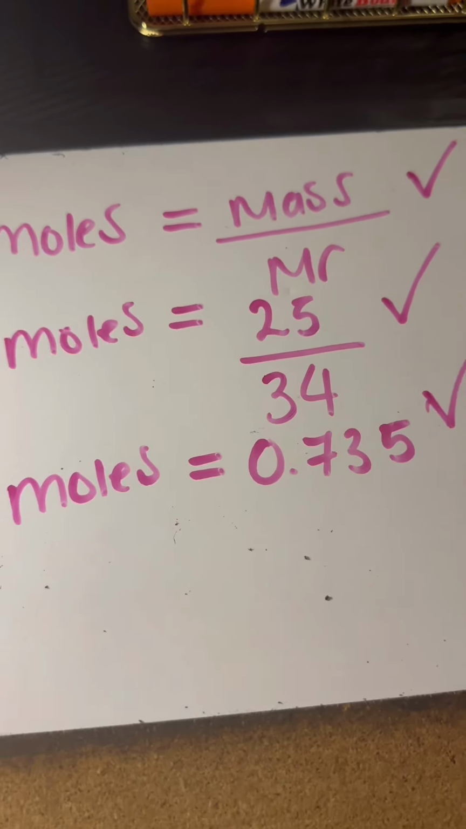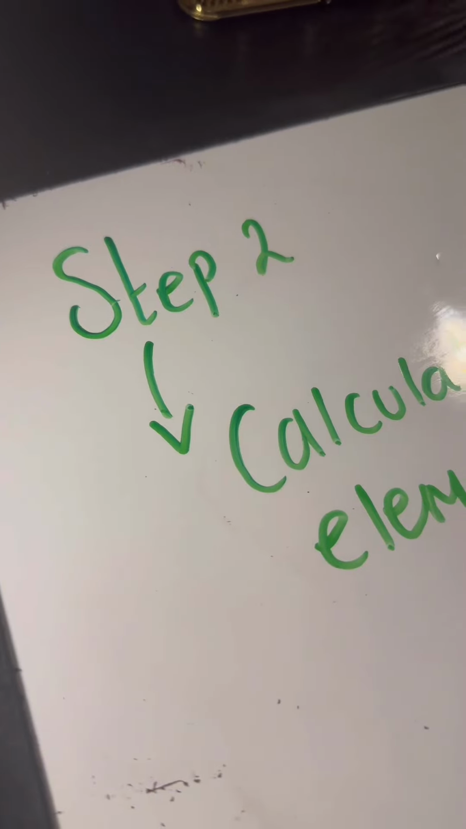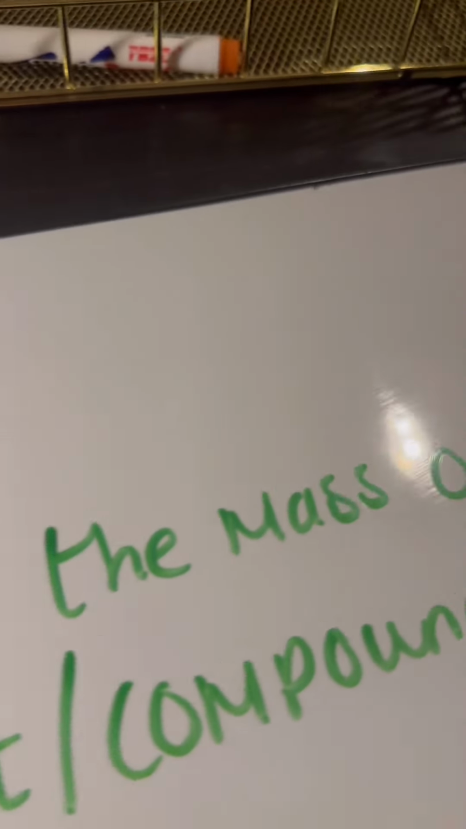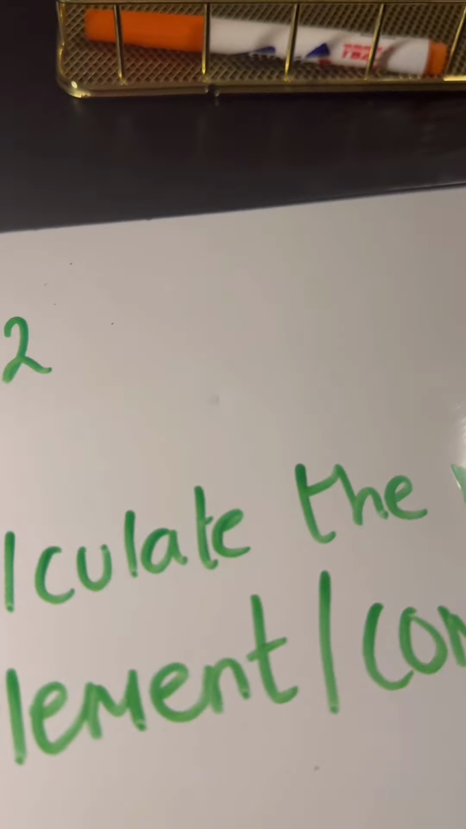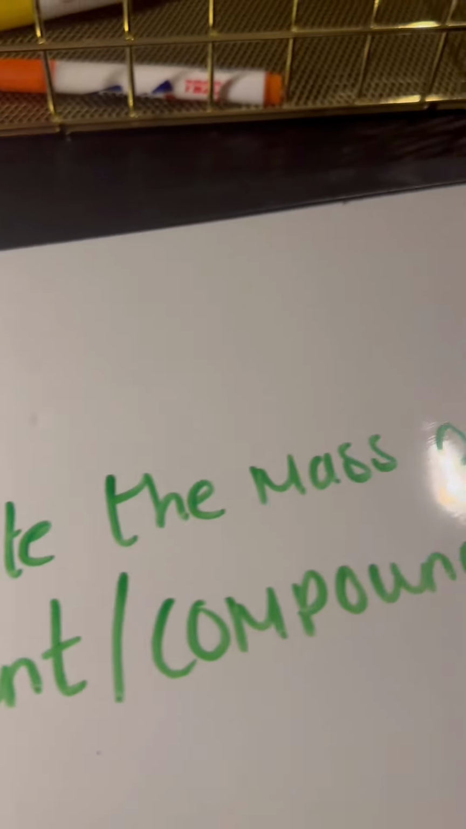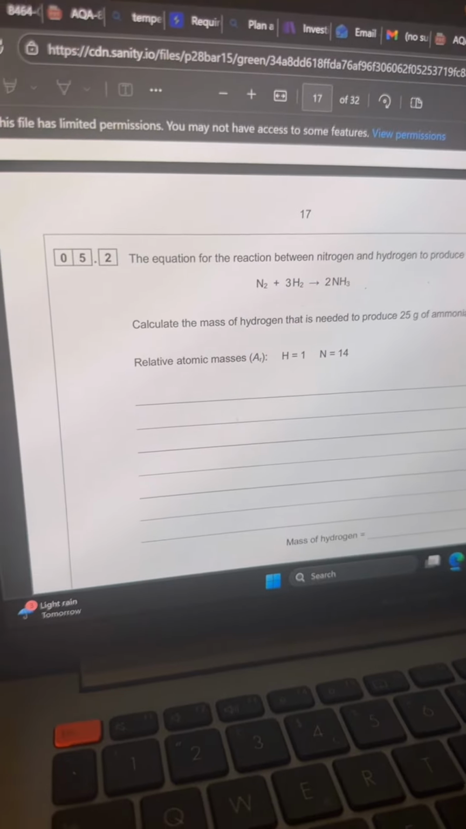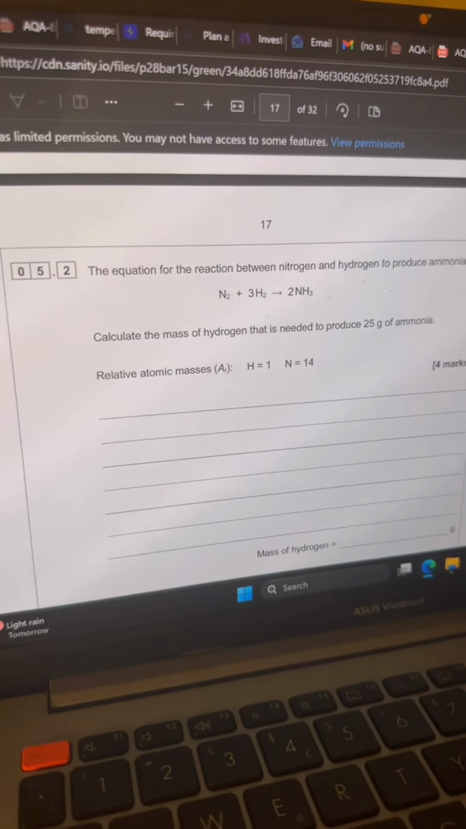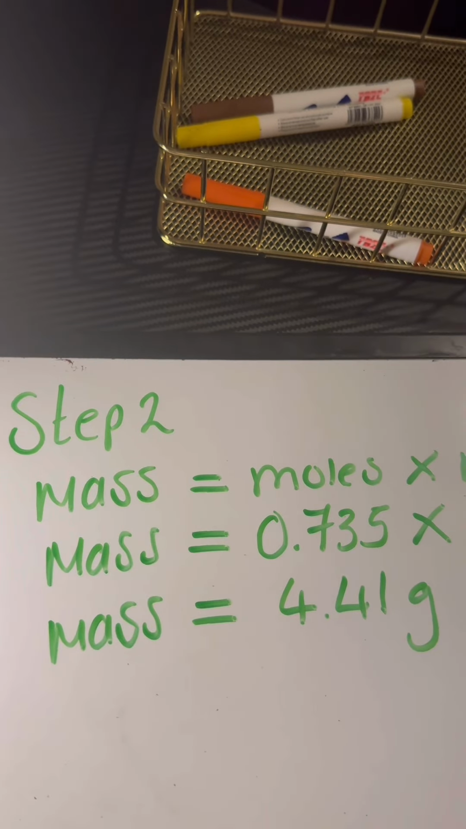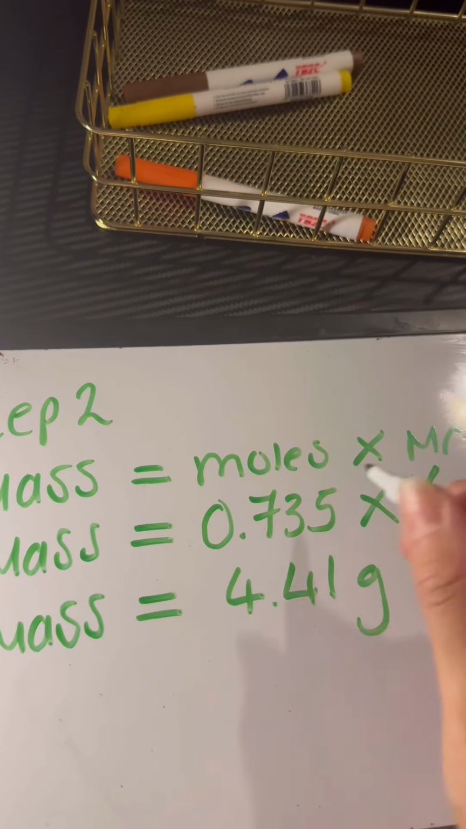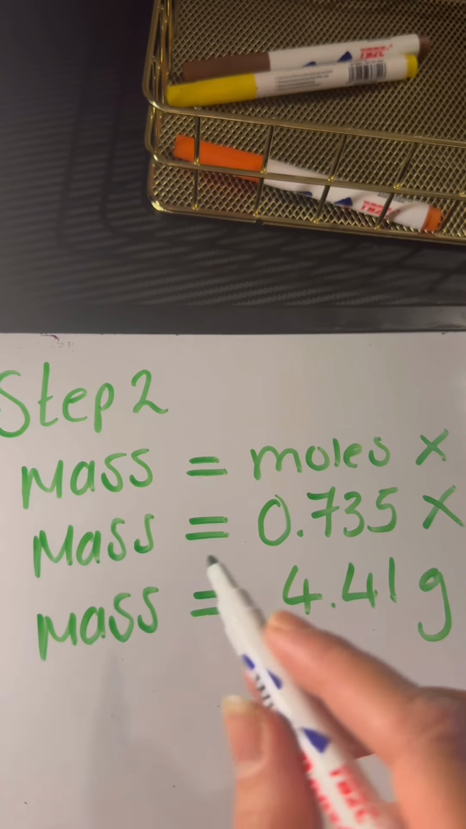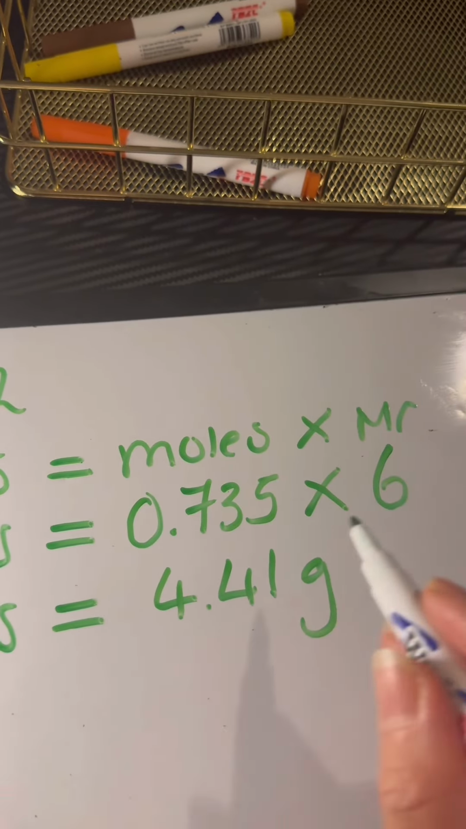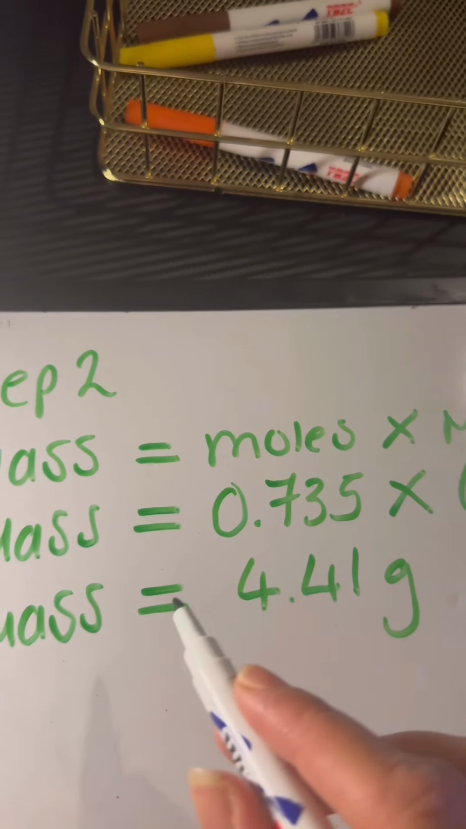Let's get started now. So in step 2, we calculate the mass of the element or compound. So in this question, what do we have to work out the mass for? Let's go back to the question. Calculate the mass of hydrogen. Now we have to work out the mass, where we have to multiply the number of moles by the MR of hydrogen. So we do 0.735, multiply it by 6, and that's going to give us 4.41 grams. And that is your full 4 marks in 2 steps.